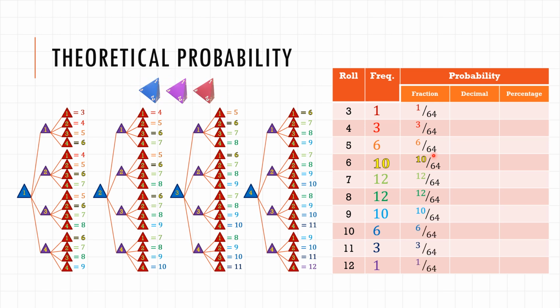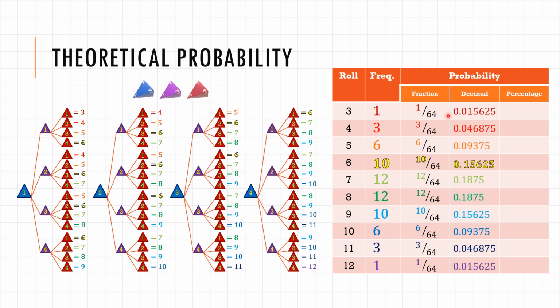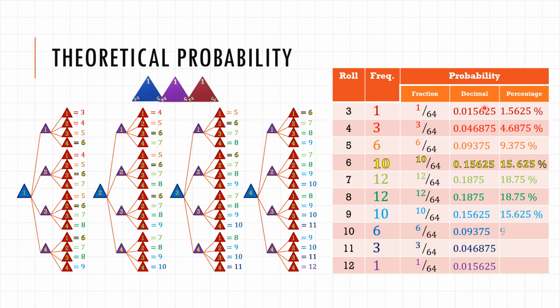How do I convert that to a decimal? Easy, I just divide these two. So if I divide all of these to get the decimal versions, these are all the decimals that I get. And finally, I'll want to convert those to a percentage, so I'll just multiply them by 100. So this right here is the theoretical probability of getting each of these numbers when rolling 3D4. The question was, how does this compare to our experimental probability?